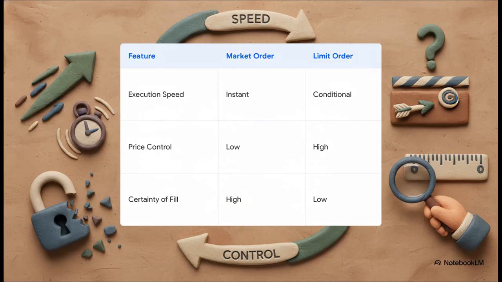So let's just put these two head-to-head for a second. This table really says it all. A market order gives you instant speed and a high certainty you'll get the trade done, but you have very little control over the exact price. A limit order gives you high price control, but the certainty of it actually happening, that's low. It's always a dance between these two priorities.